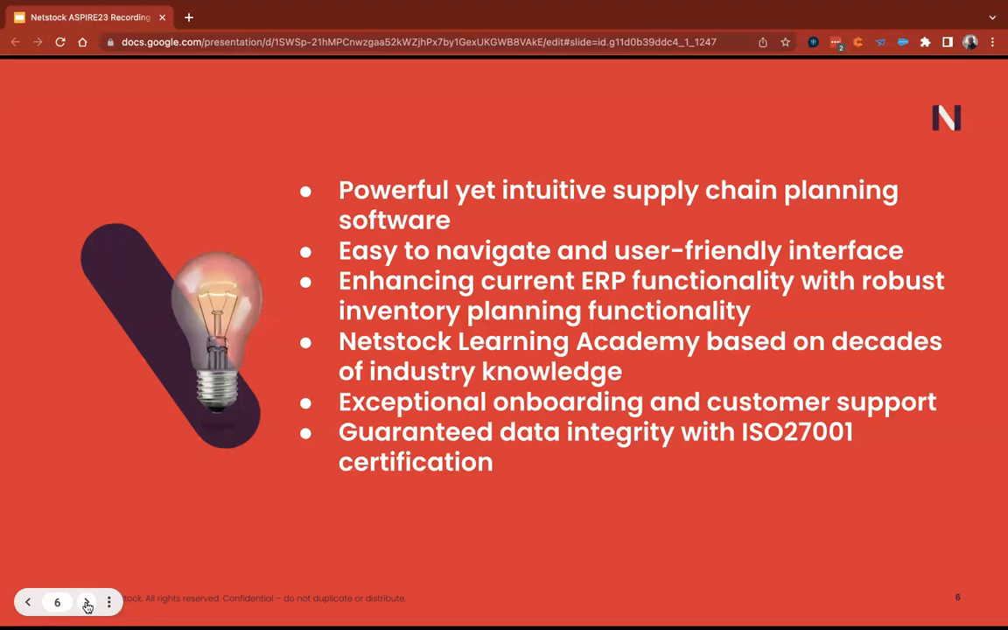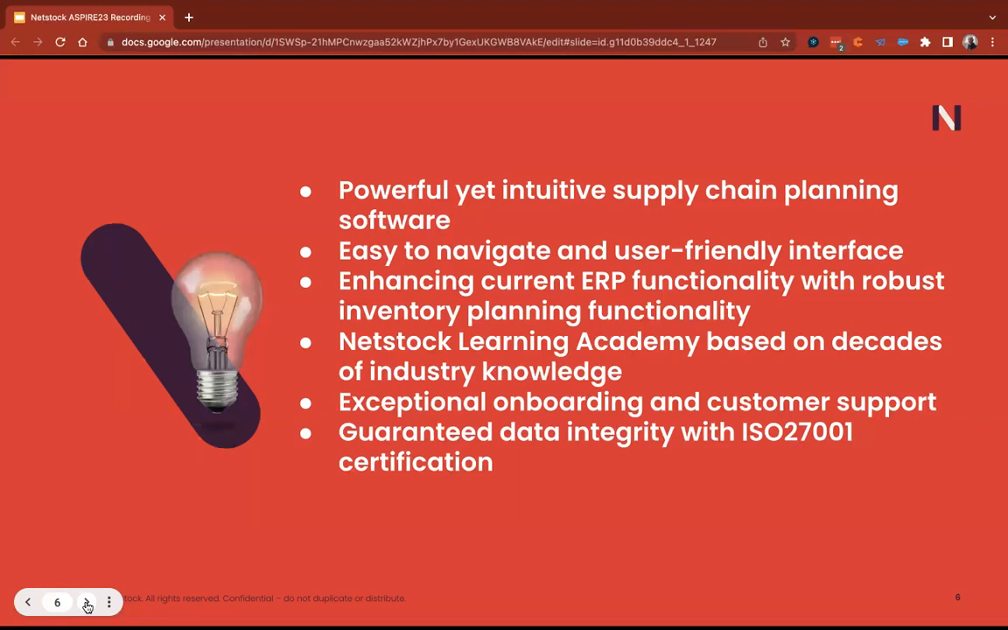Exceptional onboarding and customer support. As I said, we do that really quickly. We have very experienced teams in supply chain and supply chain planning that are going to help you get to the point where you're getting a quick ROI on the application and more ROI as we go along.